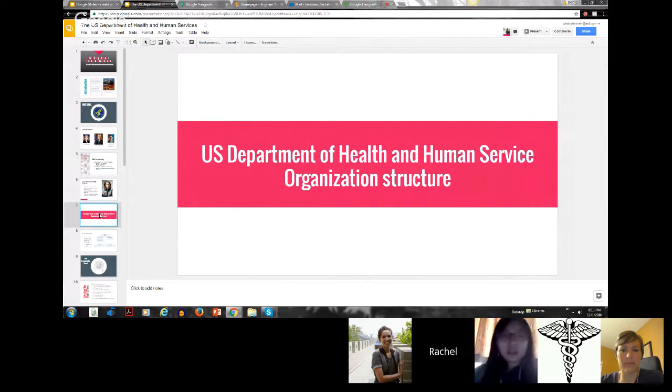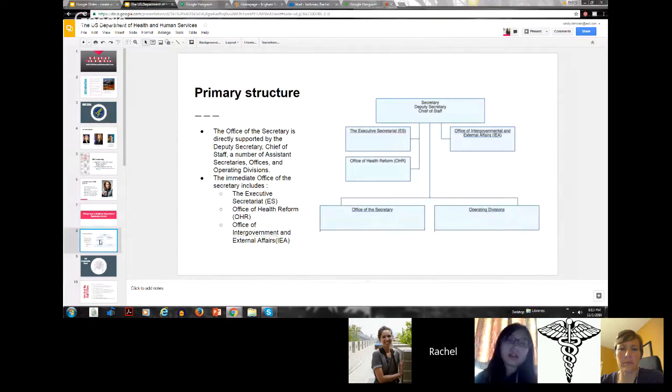Okay, and so I will continue talking about the structure of the Health and Human Services organizations. So the next slide is the primary structures that we mentioned earlier. The Office of the Secretary is directly supported by three parts: the Deputy Secretaries, the Chief of Staff, and the Assistant Secretary's offices and operating divisions. The immediate office of the Secretary includes the Executive Secretariat and the Office of Human Reform, and the third part is the Office of Intergovernmental and External Affairs.